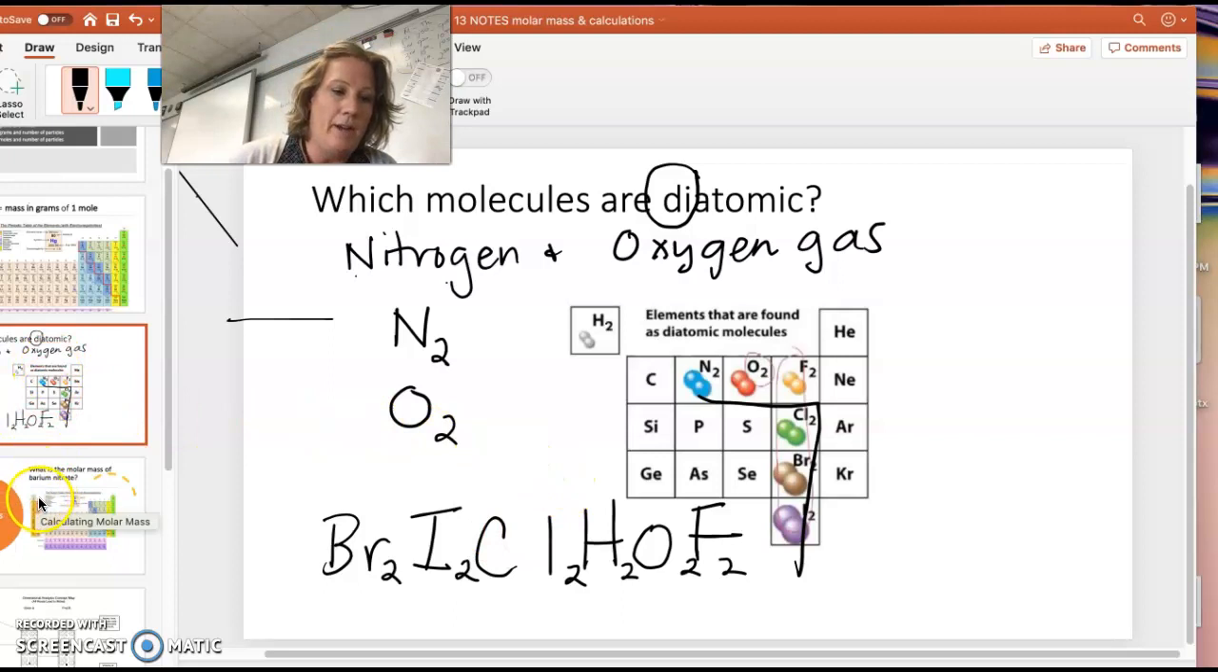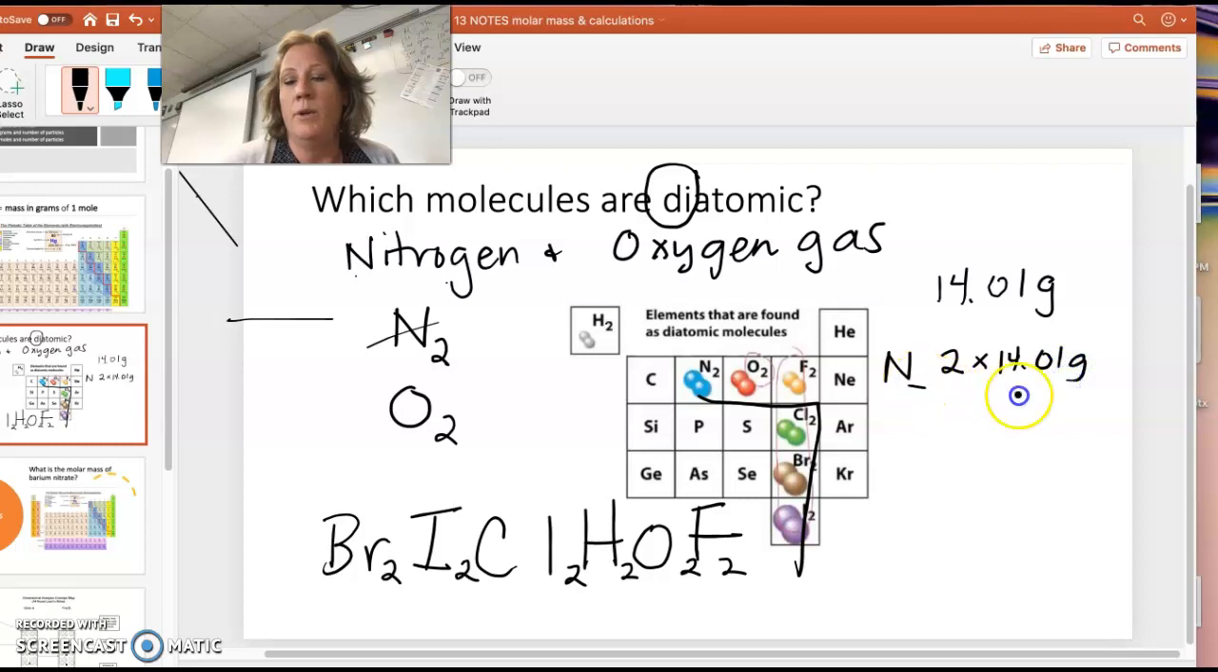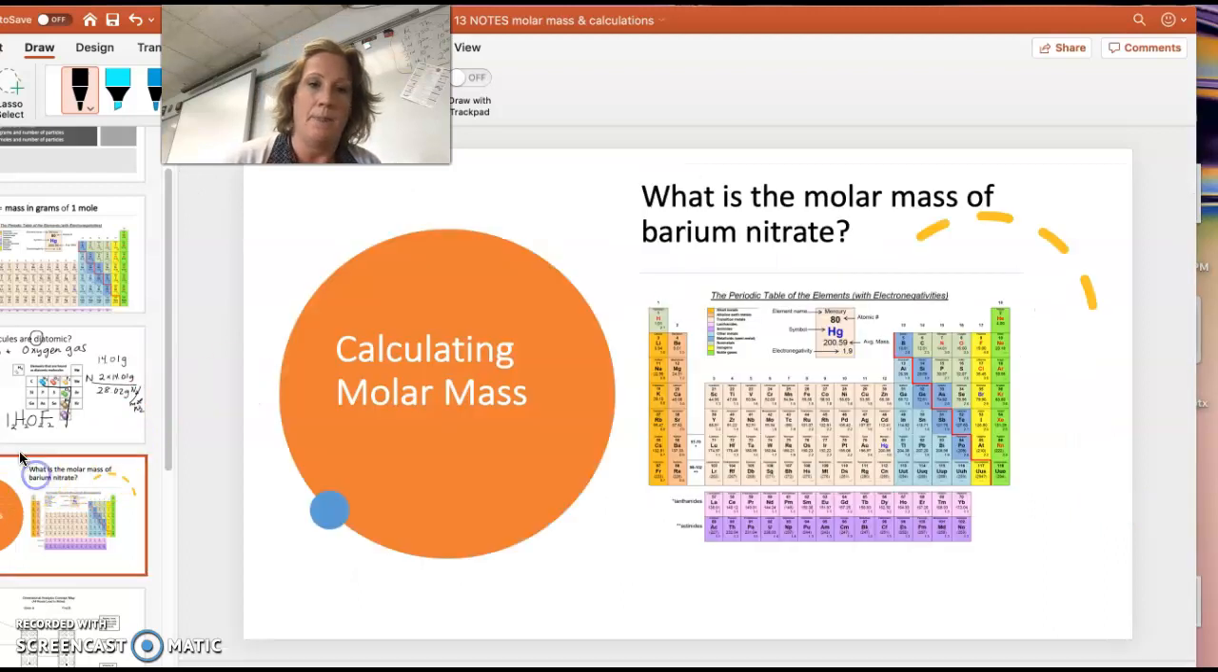If I were to calculate the molar mass of, let's say, nitrogen, on the periodic table it's going to say 14.01 grams, or AMUs, and then we convert it to grams. But we have 2 nitrogens. So really the molar mass would be 28.02 grams of nitrogen, diatomic nitrogen, per mole of nitrogen. I'll show you how to use that more in just a second.